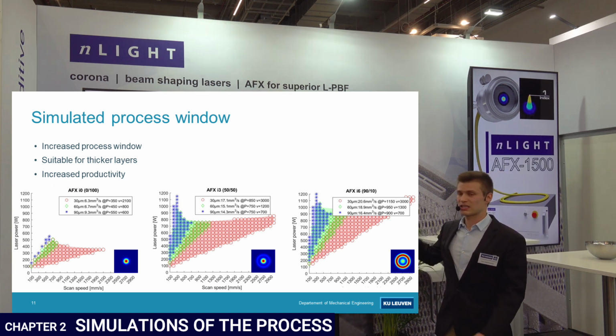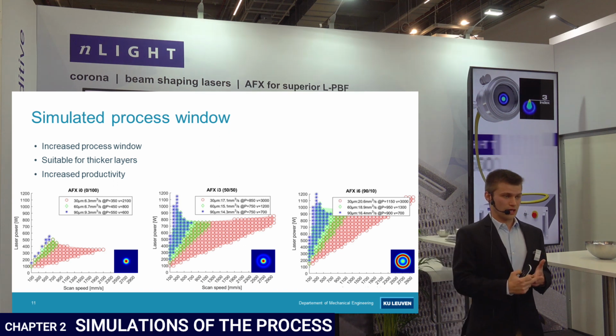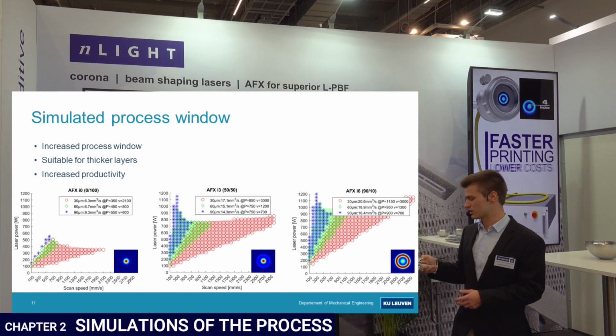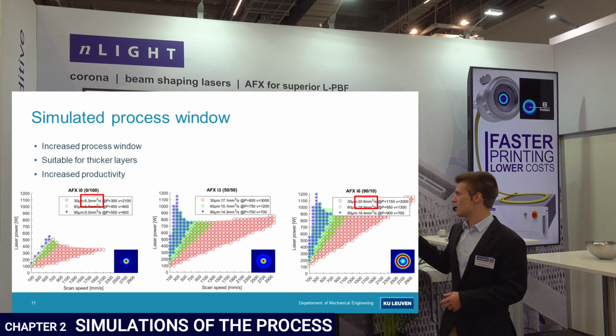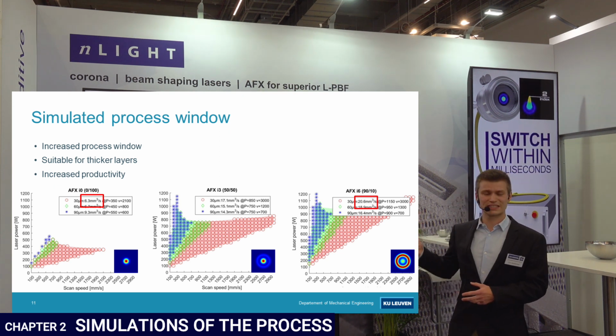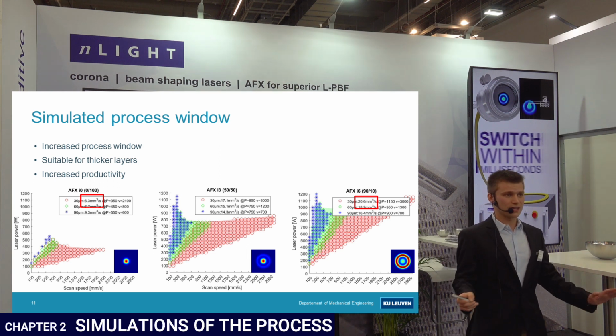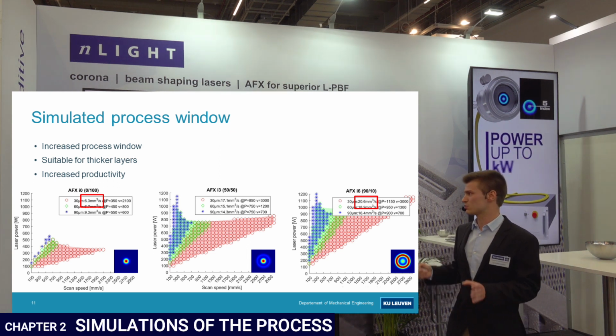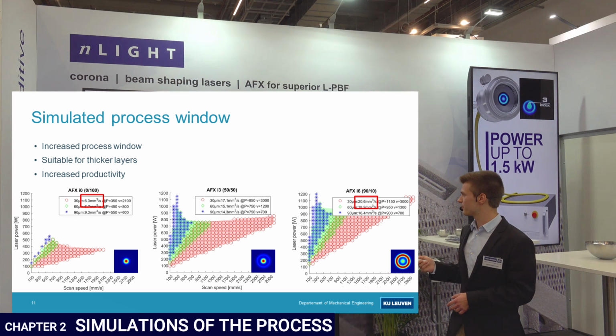So we can increase the depth, the hatch spacing, and the speed, clearly showing the potential productivity increases. In our simulated process window, we see increases of more than 3 times the productivity without any defocusing, without any special system, just switching the laser intensity profile.